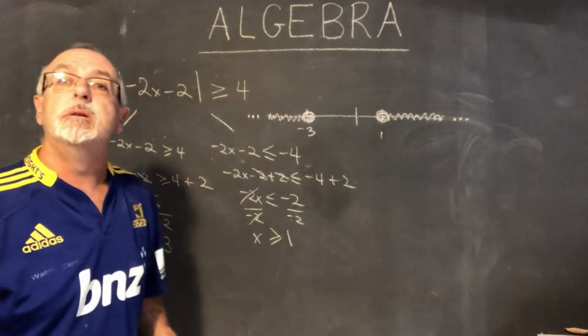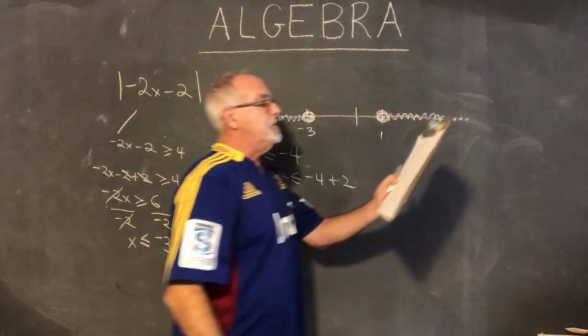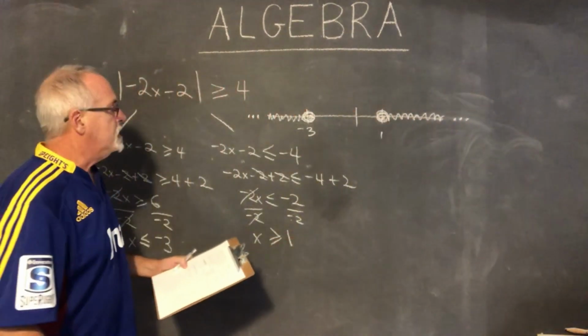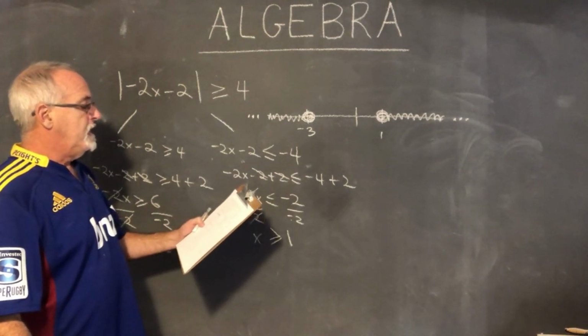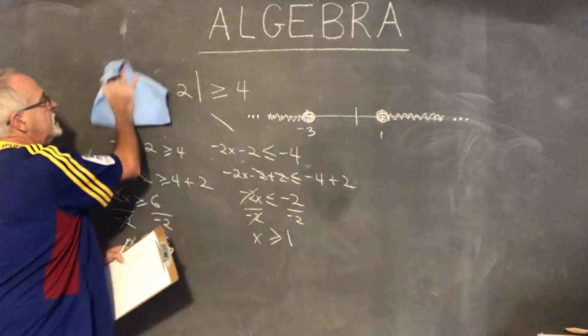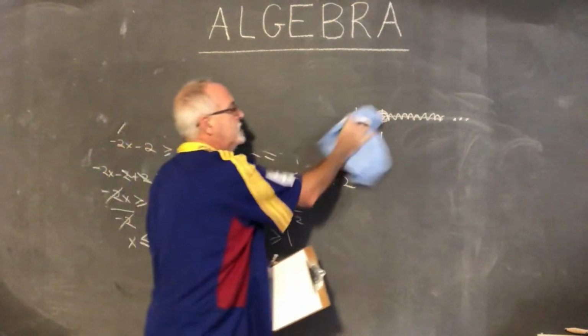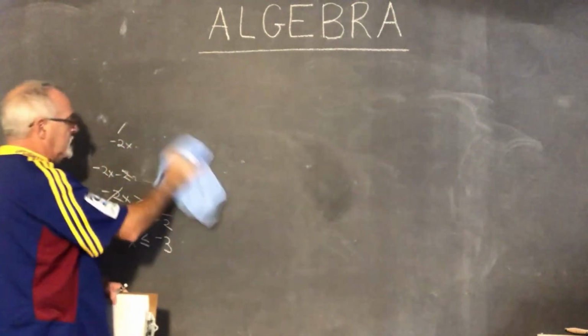How am I doing for time? Pretty good. I only have a few more of these examples, and then I want to start talking about functions for a few minutes. So where am I? Yeah. I have another one. Doesn't look very different. But they always don't look very different. And then they end up being a little different.